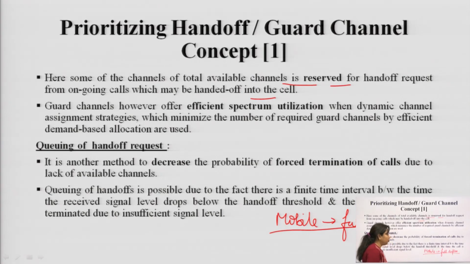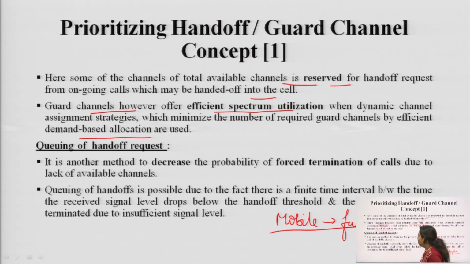In both cases this full duplex concept will be considered. Let us say I have issued 4 megahertz for the forward channel and 4 megahertz for the reverse channel. Now, among these 8 megahertz of frequency, some of the frequency will be allocated for the purpose of handoff, because every time a handoff is made, we require an extra set of frequencies. So, that is reserved for this. Guard channels, however, offer efficient spectrum utilization when dynamic channel assignment strategies are used, which minimizes the number of required guard channels by efficient demand-based allocation. So, basically in prioritizing the handoff, we are engaging some set of frequencies from the allocated frequencies for the purpose of handoff.